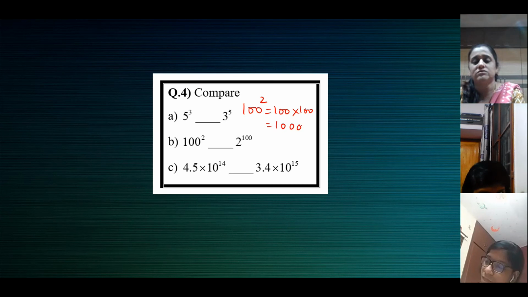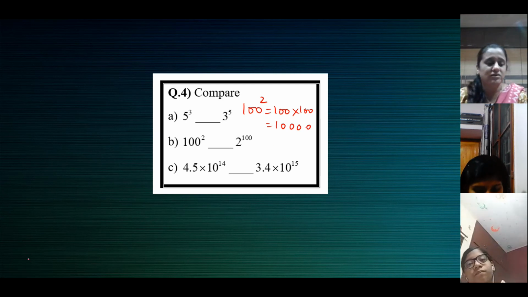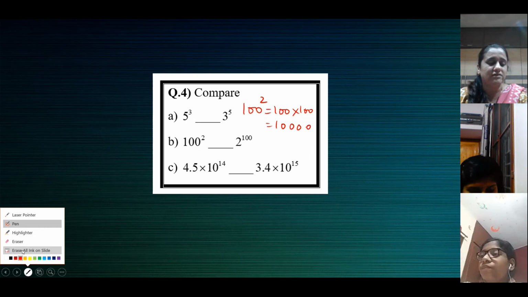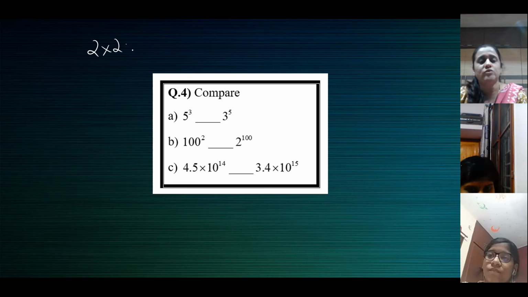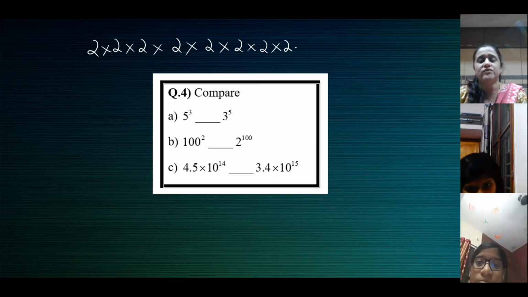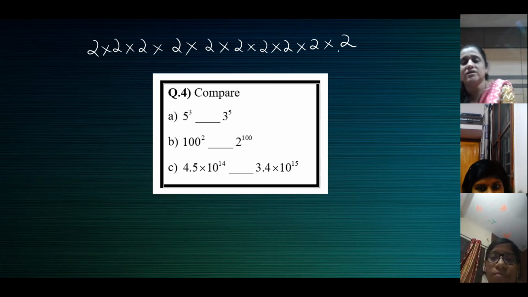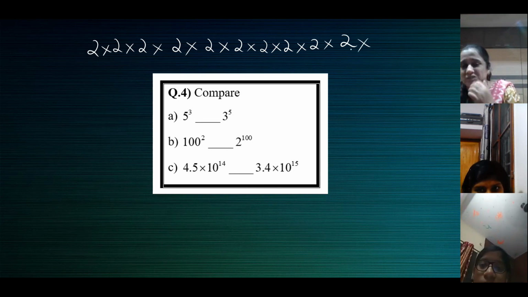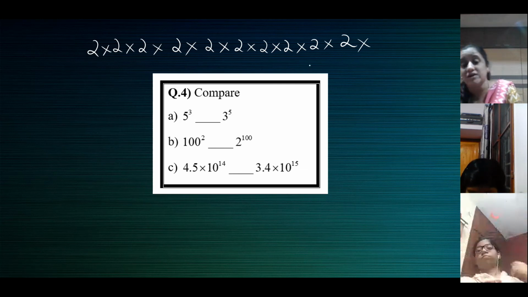So it's 10,000. But what will be 2 to the power 100? You can calculate to a certain extent and guess. 2 twos are 4, 4 twos are 8, 8 twos are 16, 16 twos are 32, then 64, 128, 256, 512, and 1024. Here itself you get 1024. So at this point, you can make out you have to still multiply it. You'll have to multiply 2 with itself 100 times.